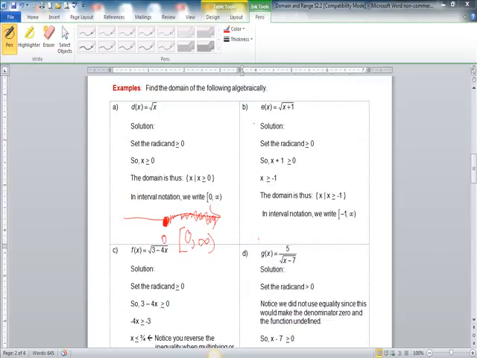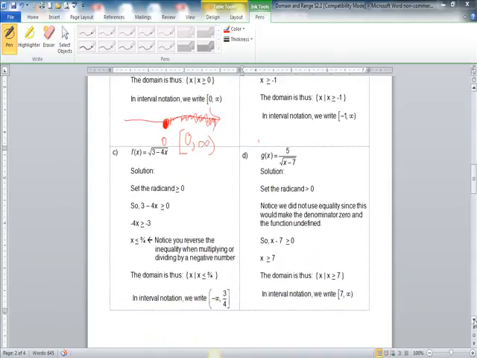Let's look at b. Our function here is e of x is equal to the square root of x plus 1. Set the radicand greater than or equal to 0. So we get x plus 1 is greater than or equal to 0. Therefore, x is greater than or equal to negative 1. I wrote the domain using inequality notation as well as interval notation. And by now, you should be getting used to the interval notation piece.